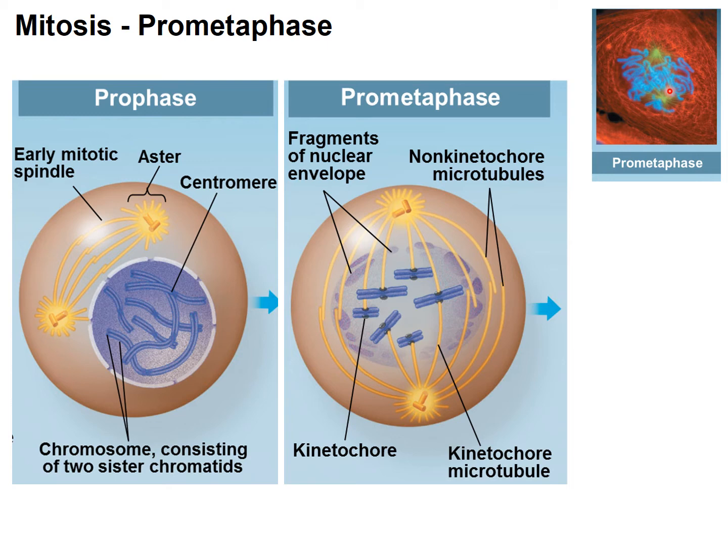Again, the chromosomes are further condensing. They're almost completely condensed at this point. You could see the centrosomes on opposite ends, and you could see the kinetochore microtubules, if you look close enough, connecting with some of the chromosomes.